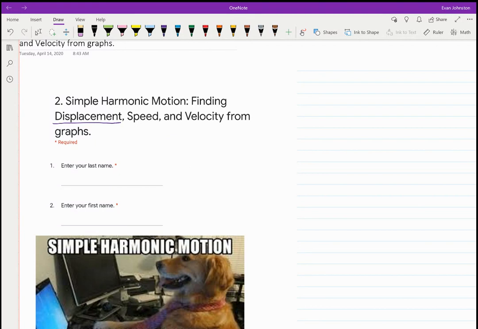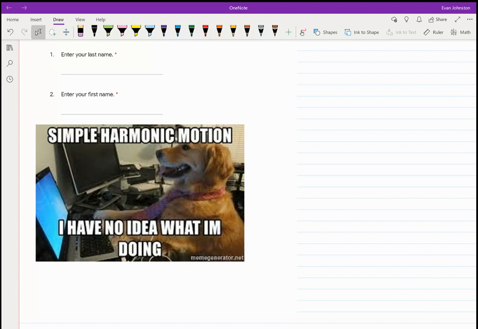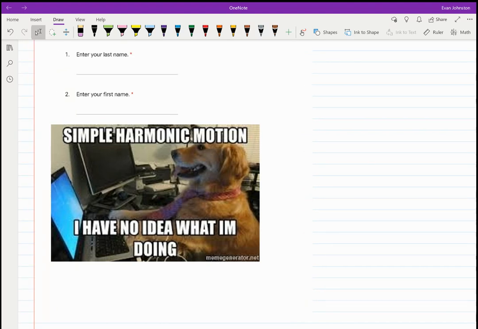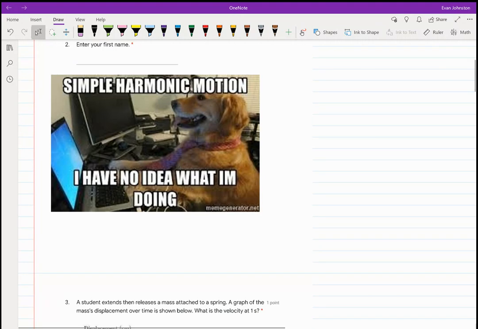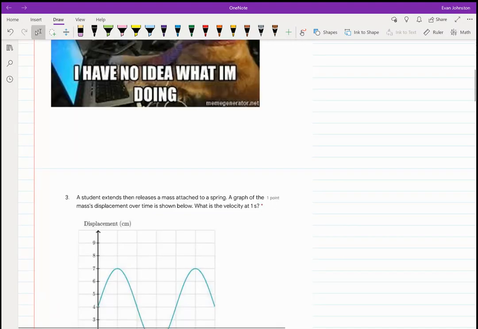So kind of interesting. This might be where you're feeling right now, as far as this adorable looking Labrador with a tie. But hopefully after today and tomorrow, you're feeling better with the basics of what simple harmonic motion is and how it actually works. This picture is just hilarious.